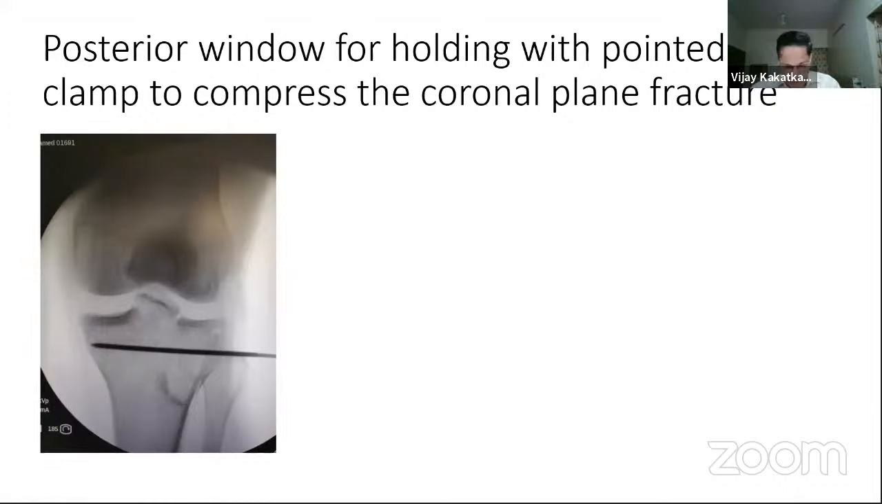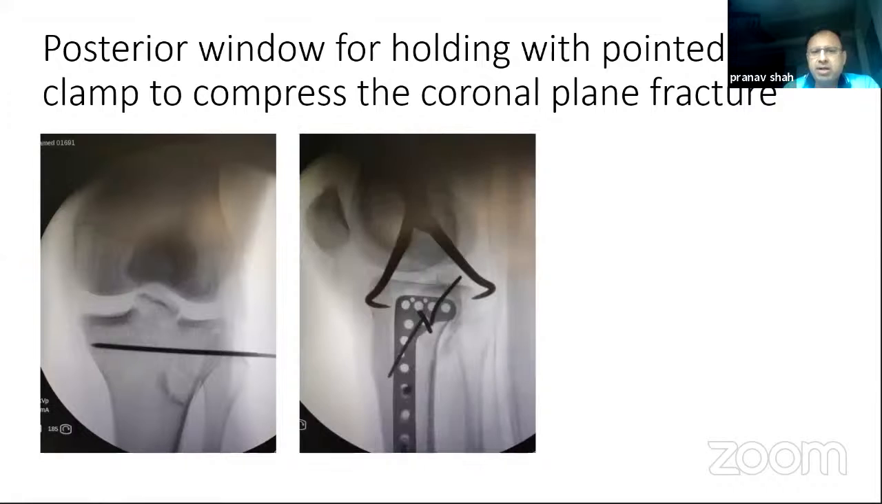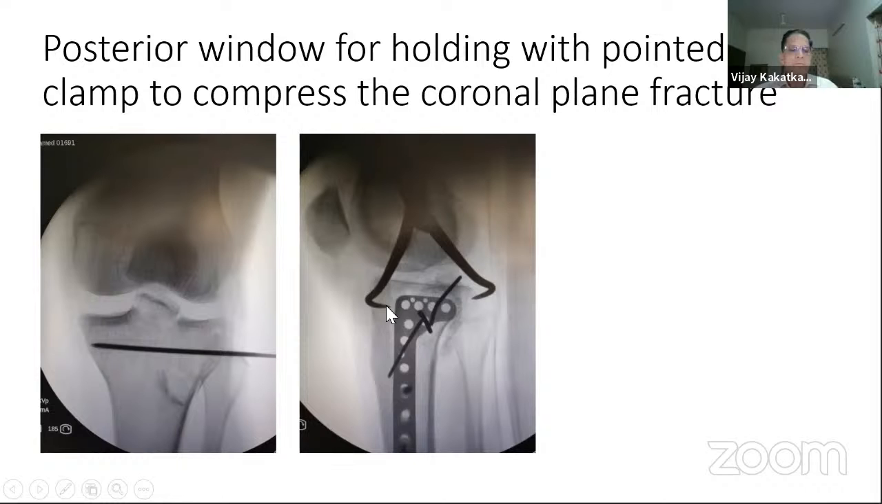So provisional fixation with the K wire, and then we go ahead to put the plate. But we also need to make sure that the posterolateral to anterolateral fragment is held with the pointed clamp. So the posterior prong is from the posterolateral window, the anterior prong is from the anterior window, and this is how the plate has been put.